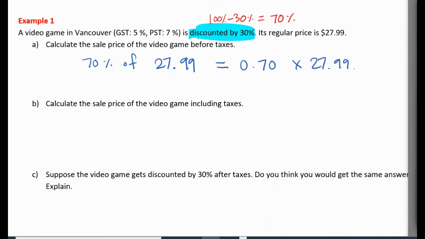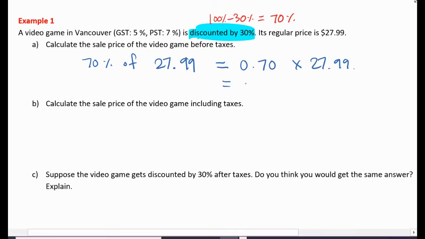19.593. That is $19.59 if you round it. So before tax, you pay this amount of money, and calculate the sale price of the video game including tax.